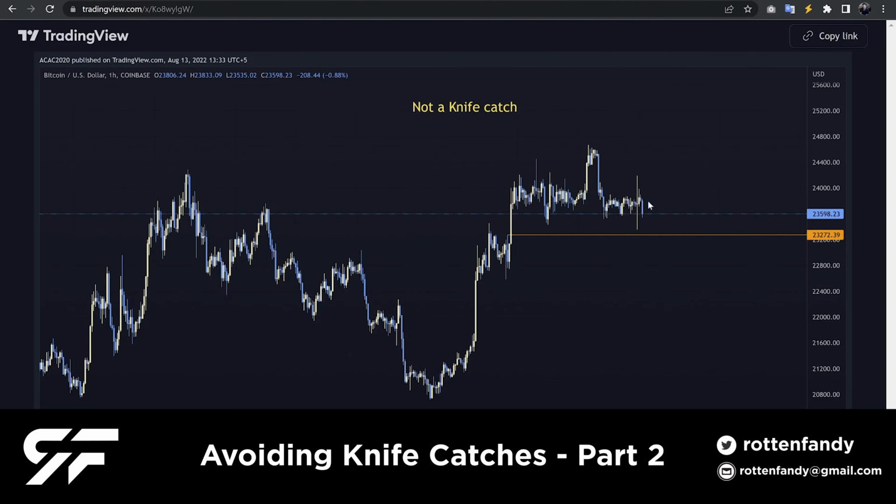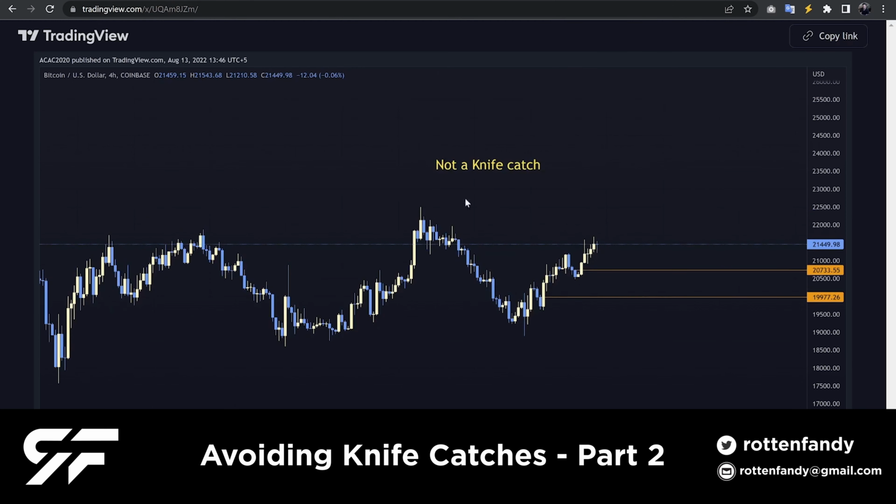But when it starts breaking legs and aggressively coming down, in this case there's only one aggressive distribution candle over here that I can see, right? But it hasn't done enough damage. It's not like this, it's not like this continuously making lower lows, bigger distribution candles. And then same thing over here.